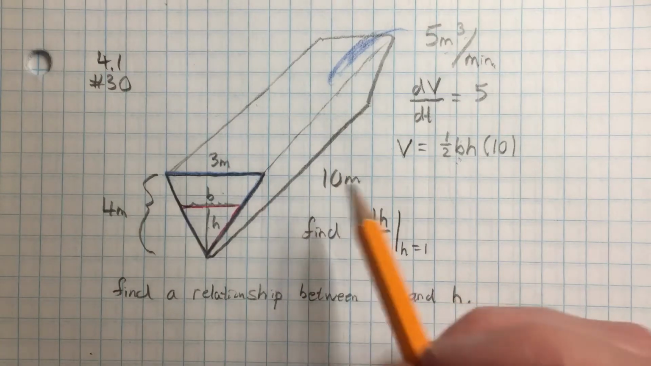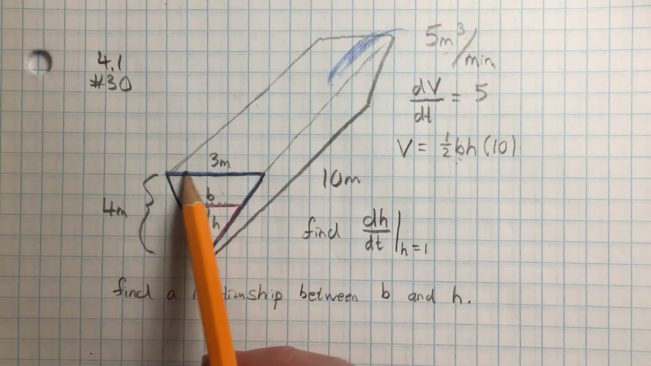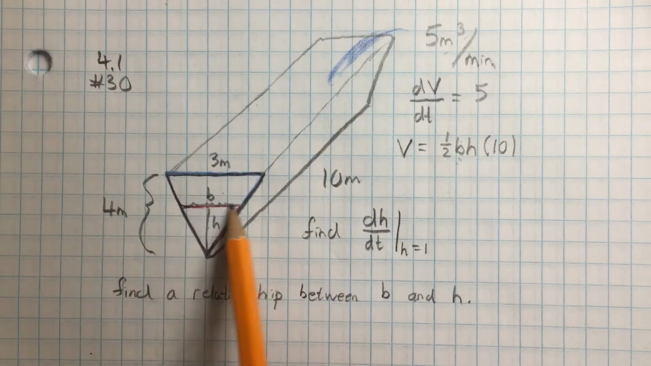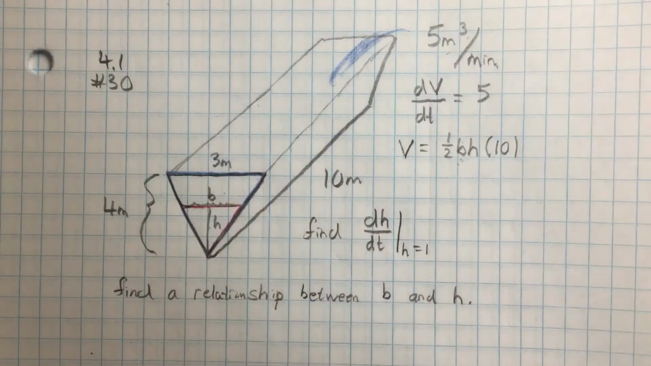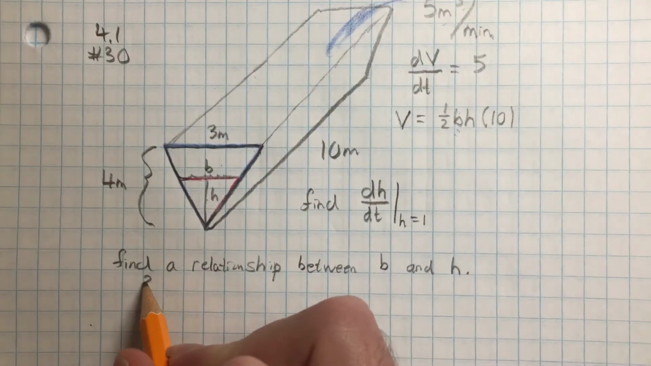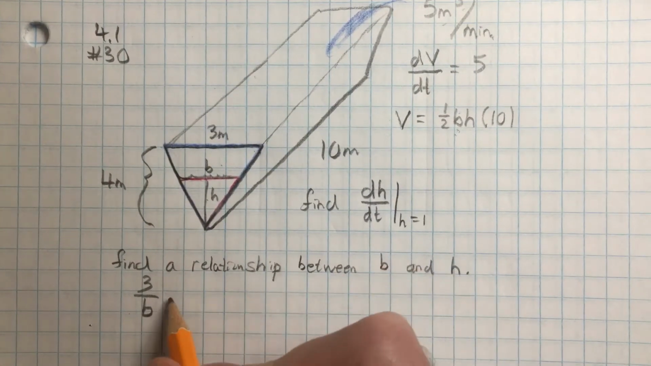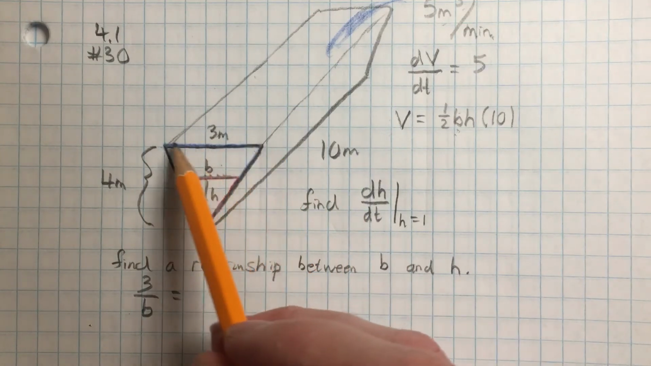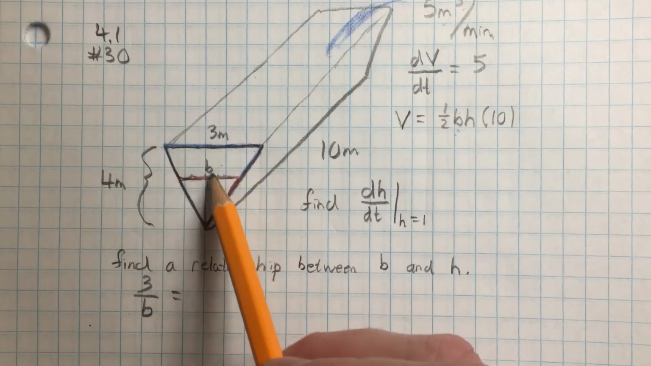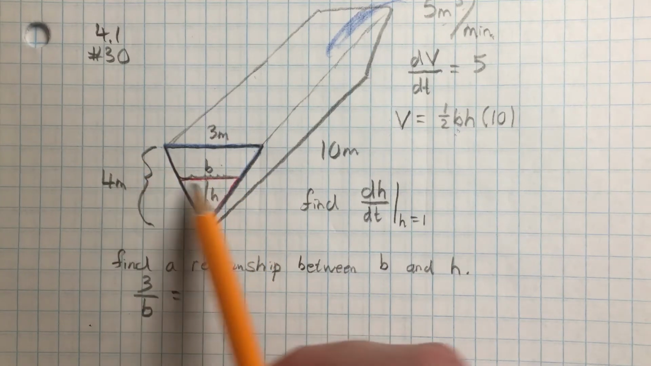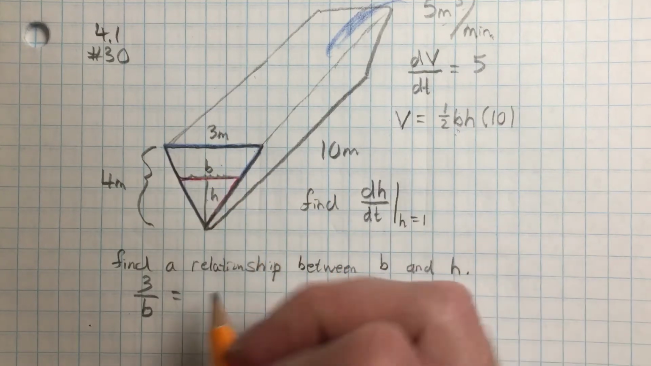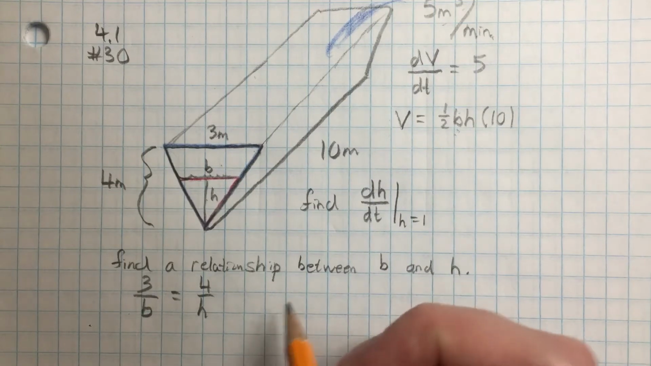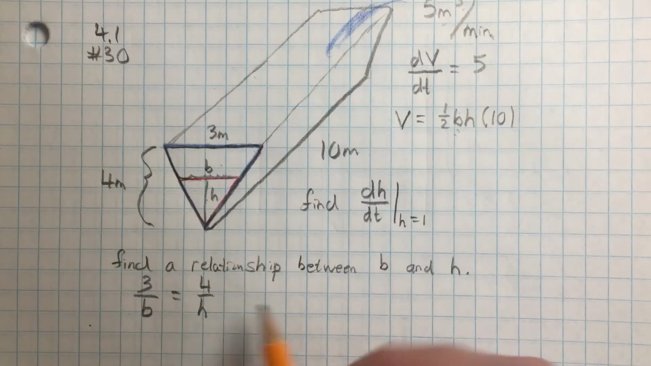And it should be safe to say that this leg of the outer triangle is to this leg of the inner triangle, right? 3 is to b. And now we can compare the heights, right? The base is to the base, 3 is to b. The outer height, 4, is to h, the outer height to the inner height. 4 is to h. All right? So now we have a relationship between b and h, which is extremely useful for this problem.